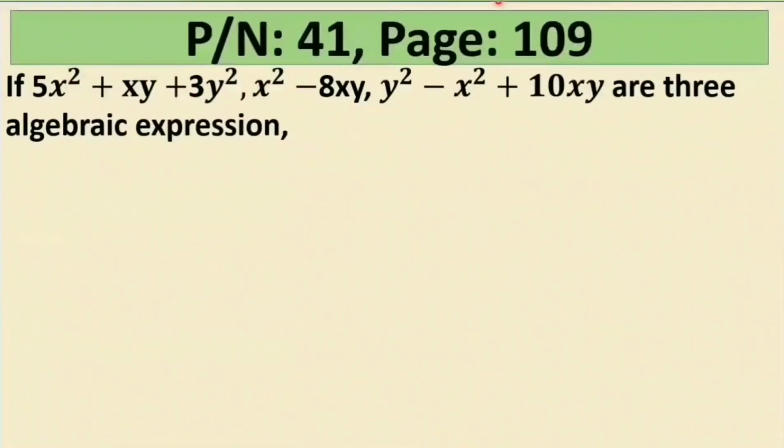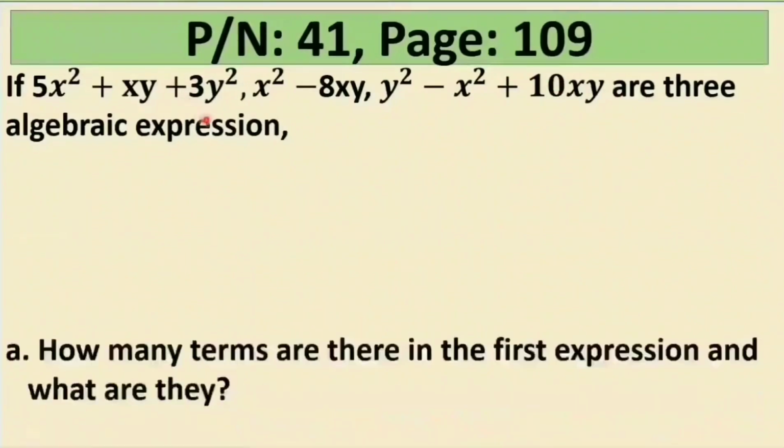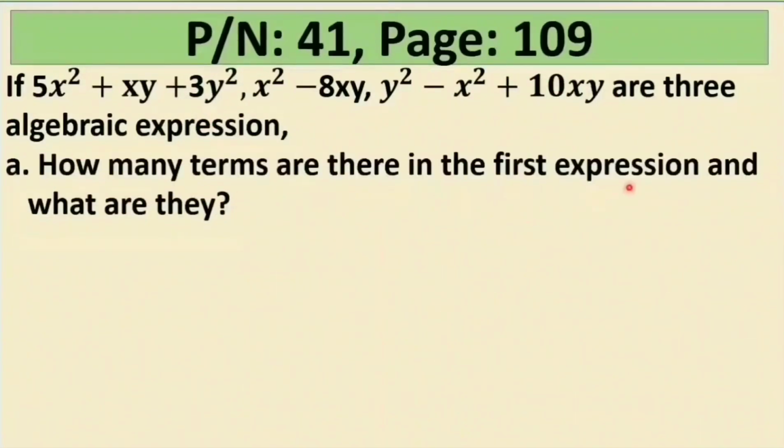See, the question is: 5x square plus xy plus 3y square, x square minus 8xy, and y square minus x square plus 10xy are the three algebraic expressions. How many terms are there in the first expression and what are they? This is the first expression, and how many terms are here and what are the terms?